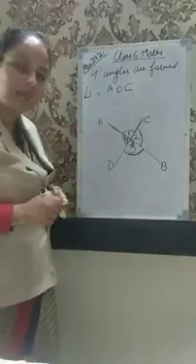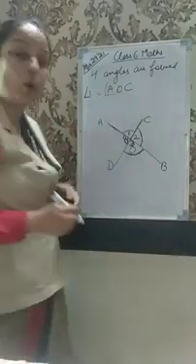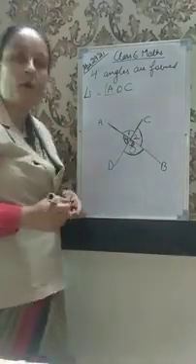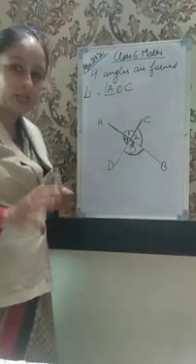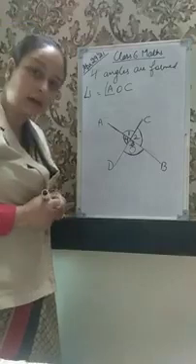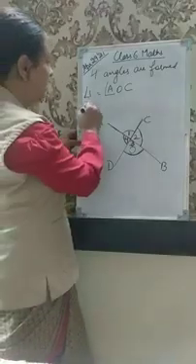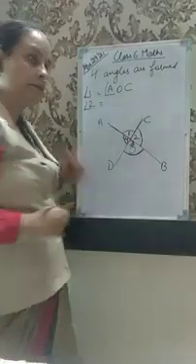AOC. Can you see that? So angle AOC is the name of the first angle. Understand? Angle AOC is the name of the first angle. Let's start with angle 2 now.